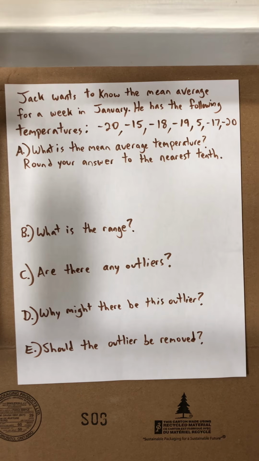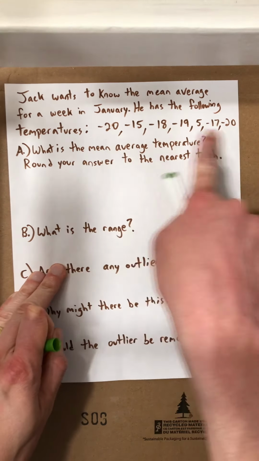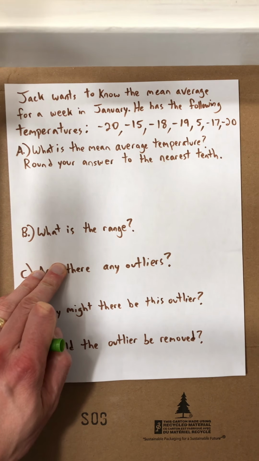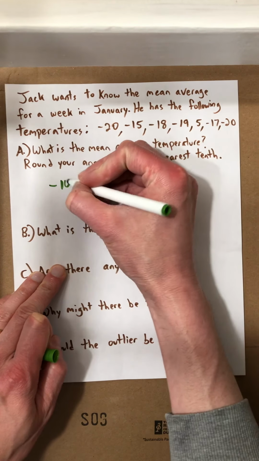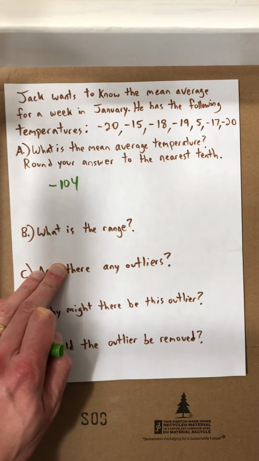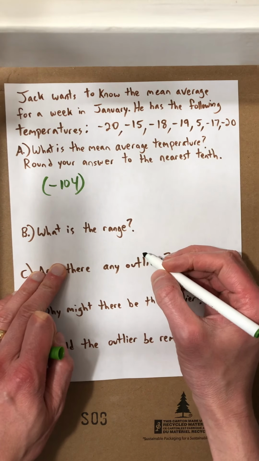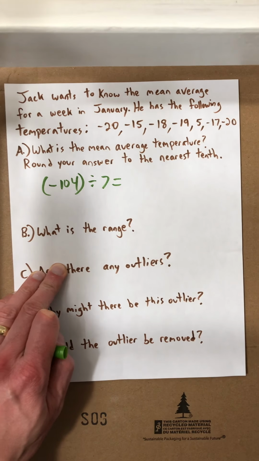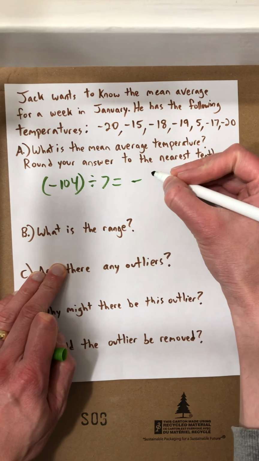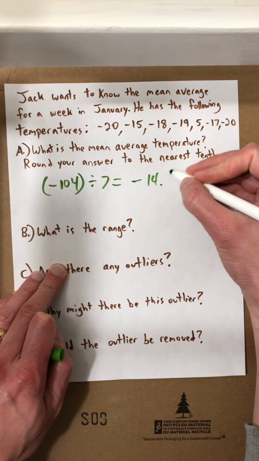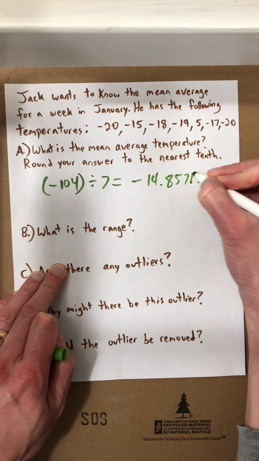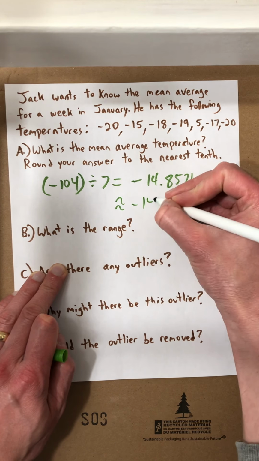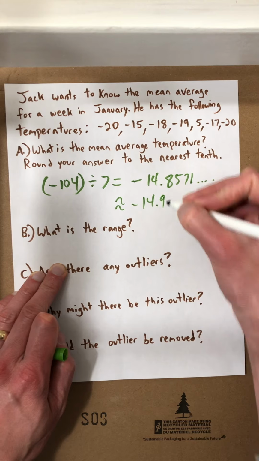So we got to find it first. The first thing that we should do is, of course, add up all 7 of these numbers. So we add them all up, and we get an answer of negative 104. The way that we find a mean average, of course, is to divide by how many numbers there are. There are 1, 2, 3, 4, 5, 6, 7. So I do 104 divided by 7, and that gets me an answer of negative 14.8571. It goes on and on and on. It says to round to the nearest tenth, so we're going to round it to minus 14.9.